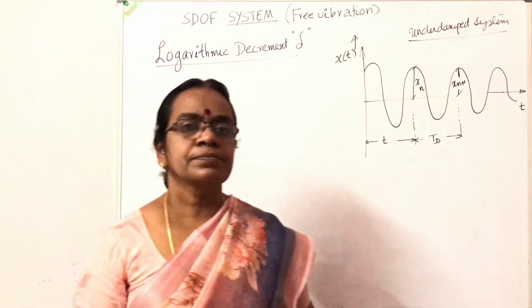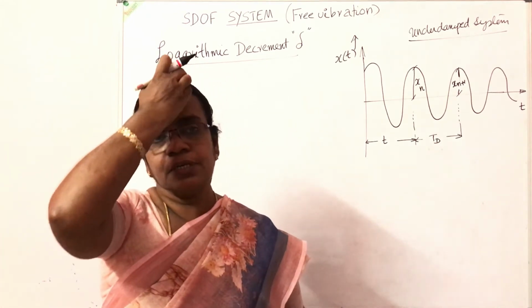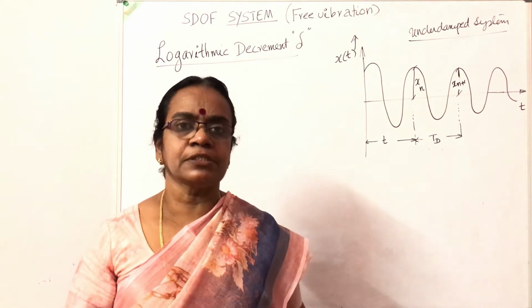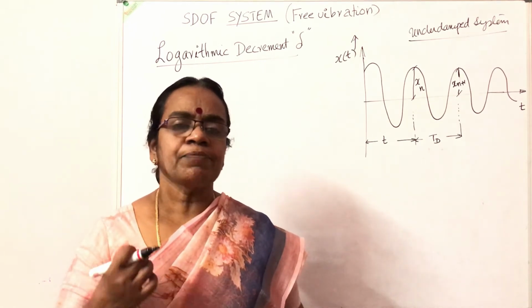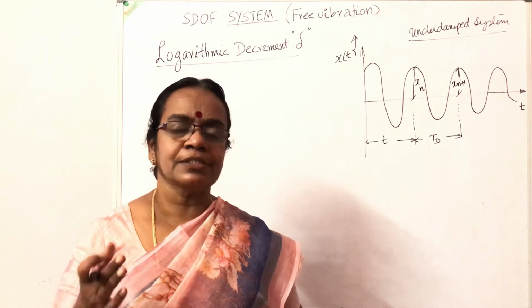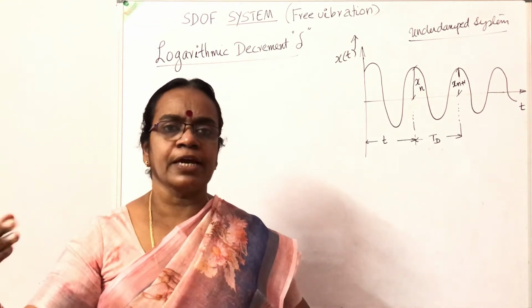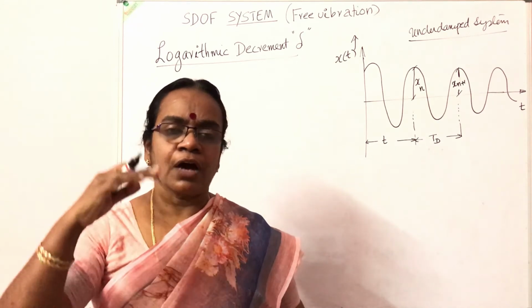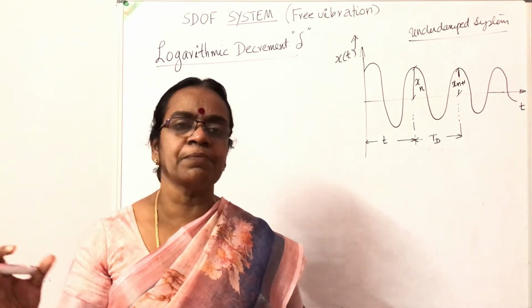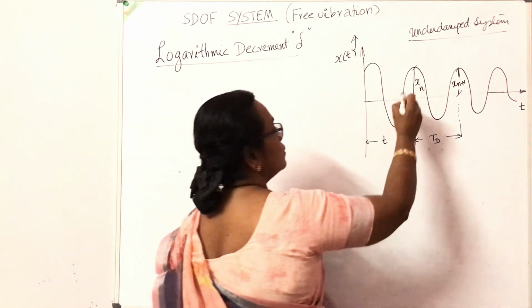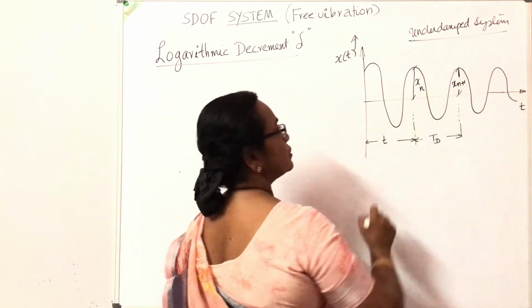Okay, now we make use of the displacement response of an underdamped system. From that, how to arrive at the damping present in the system. I have told you the response diagram gives us how the amplitude decreases. It is a measure of the damping present in the system. So this is the displacement response of an underdamped system.